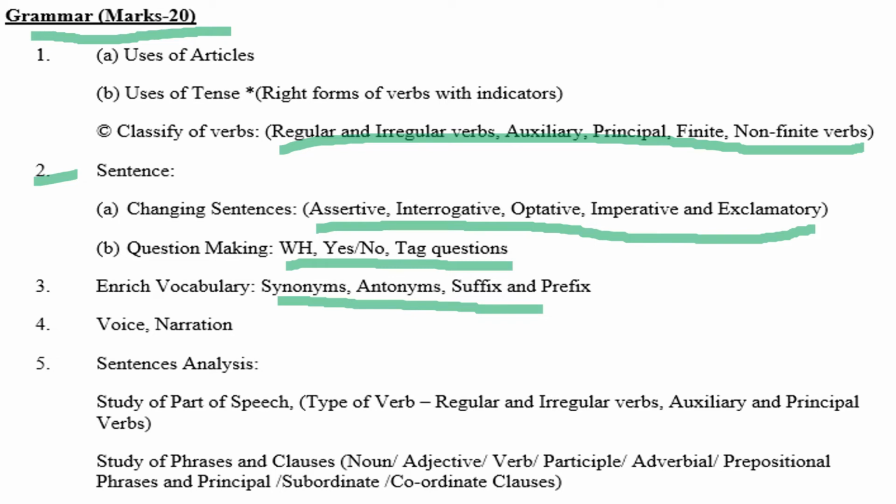Number 4, voice and narration. And you have to know what is voice. Voice is one kind of sentence pattern, and narration is also one kind of sentence pattern. And you have to change the voice from active to passive. And sometimes a question will be said based on narration. And narration are two types: direct and indirect. And if you get direct sentence in the question, you have to send the indirect sentence. Or if you get indirect sentence, you have to send them into direct. Okay, vice versa.